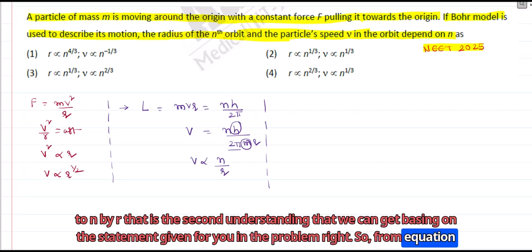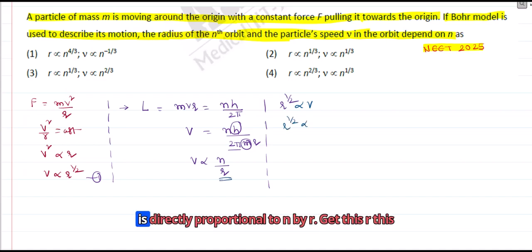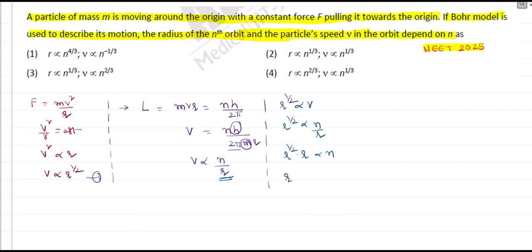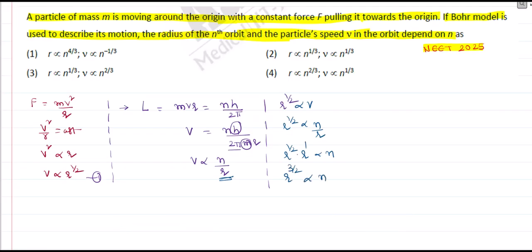So from equation number 1, we got r power half is directly proportional to v. But we got further that v is directly proportional to n by r. Bring this r to this side: r power half times r is directly proportional to n. That gives r power 1 plus 1 by 2, r power 3 by 2, is directly proportional to n.